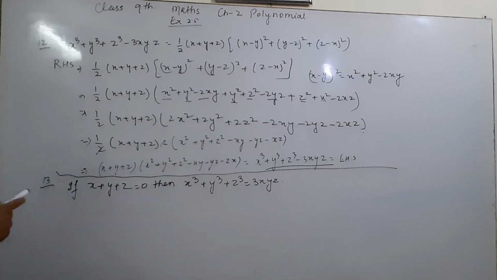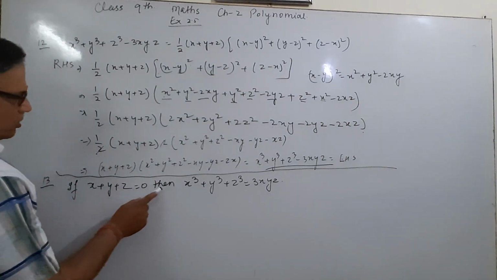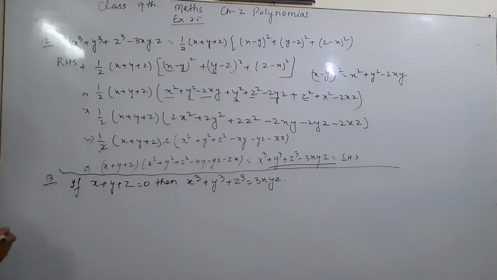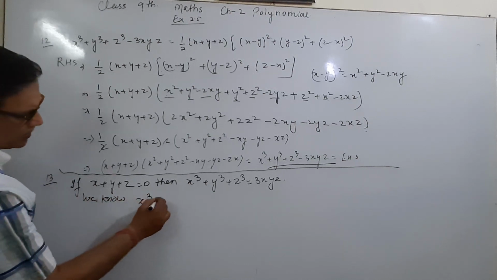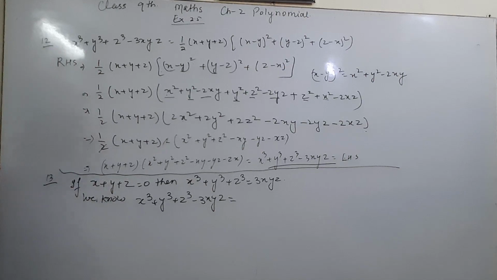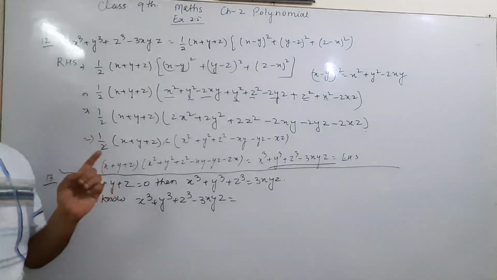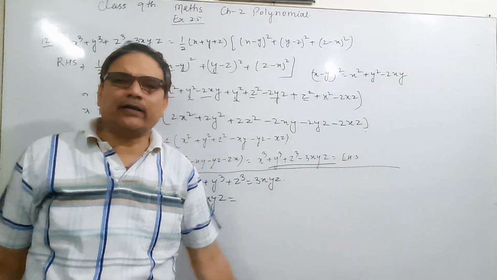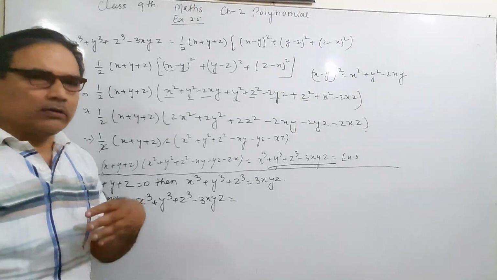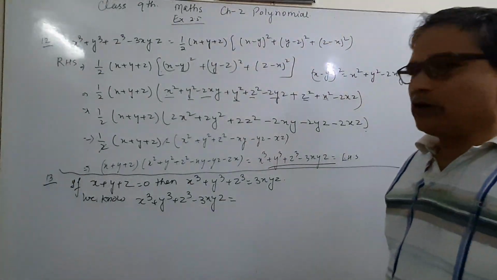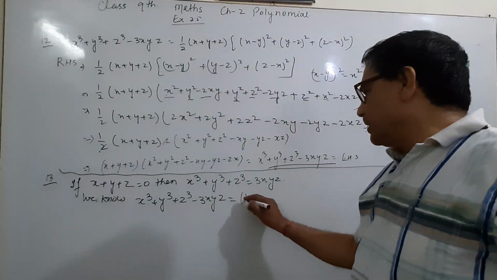Now question number 13. If x plus y plus z is equal to 0, then x cube plus y cube plus z cube is equal to 3xyz. We have to prove it. What do you know? Do you know the formula identities? Now tell me, x cube plus y cube plus z cube minus 3xyz is equal to what? What is the identity? Stop the video and try to write the identity on the right hand side. It will revise your formula and your concept in a better way.